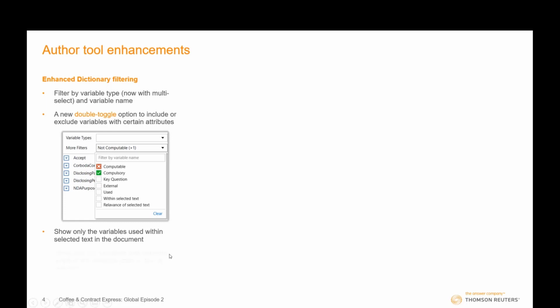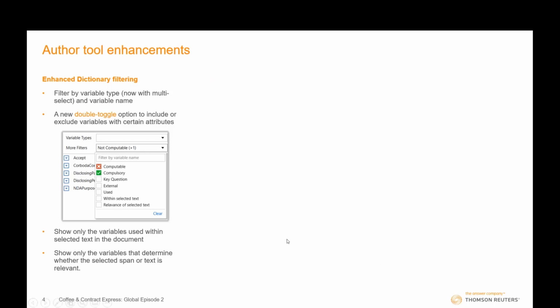And then finally, the relevance of selected text option. This is again highlighting a section or span and being able to see all the variables that determine the relevancy of that span. It's a little bit like the show relevance button that you have on the Word ribbon, but this is filtering the dictionary for you in this instance.